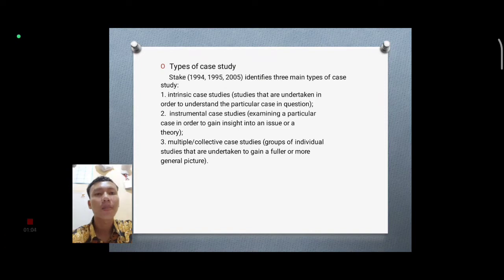Types of case study. According to Stake, there are three main types of case study. One, intrinsic case studies, or studies that are undertaken in order to understand the particular case in question. Two, instrumental case studies, or examining a particular case in order to gain insight into an issue or a theory. Three, multiple or collective case studies, or groups of individual studies that are undertaken to gain a fuller or more general picture.